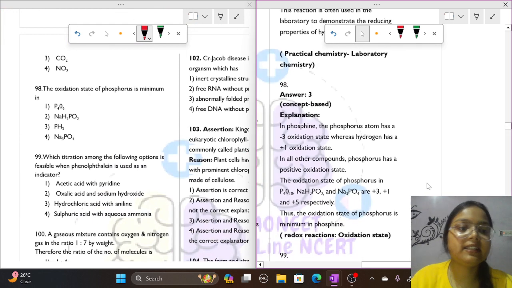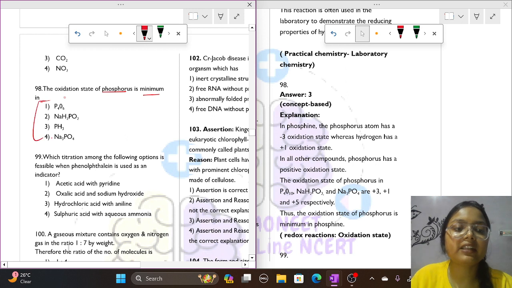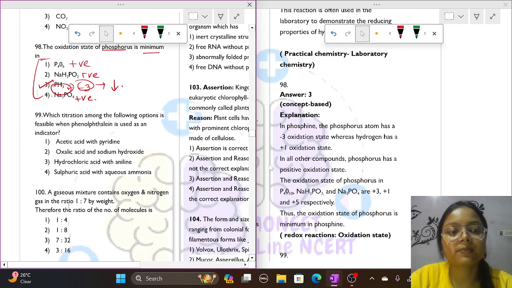Question number 98. The oxidation state of phosphorus is minimum in. So we have to find the oxidation state of phosphorus in all these. Okay. So in phosphine, the phosphorus atom has a -3 oxidation state. And in all other compounds, the phosphorus has a positive oxidation state. All of these have the positive oxidation state, and in phosphine only there is negative. So this will have the minimum oxidation state. Option number 3 will be the correct option.